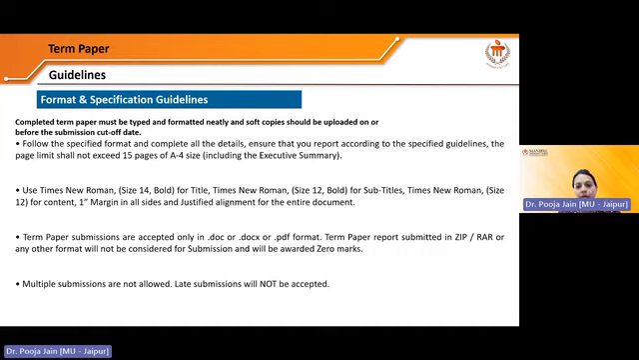Ensure that your report is according to the specific guidelines. The page limit shall not exceed 15 pages of A4 size, including the executive summary. So your term paper will be 15 pages. You will not write more than 15 pages in the Word file. More than 15 pages is not allowed, including the executive summary. So in those 15 pages, 1 or 1.5 pages have to be the executive summary, right?